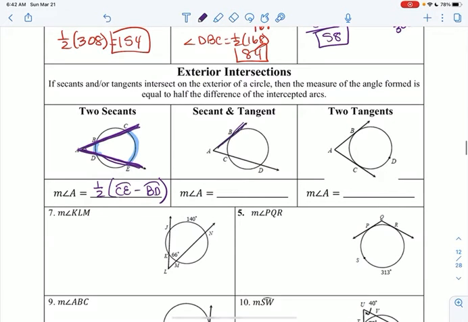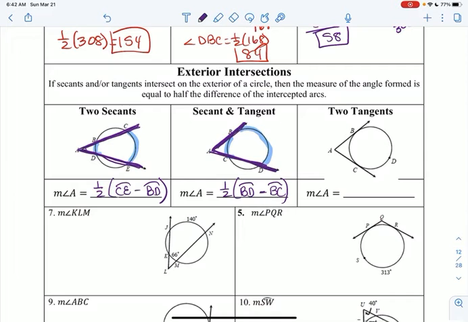All right, so a minute ago we did angles that were inside the circle. They're 1/2 the average of the arcs, the sum of the arcs. This time I'm doing angles that are outside the circle. This is a secant and a tangent, but it's going to be 1/2 the difference of the arcs. So if the angle is outside the circle, it's 1/2 the difference of the arcs. If the angle is inside the circle, it's 1/2 the sum of the arcs.